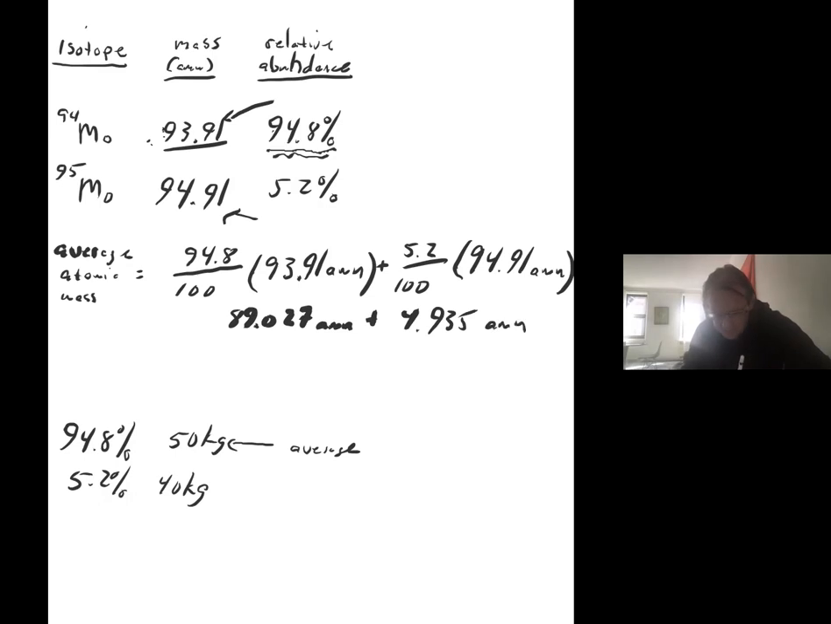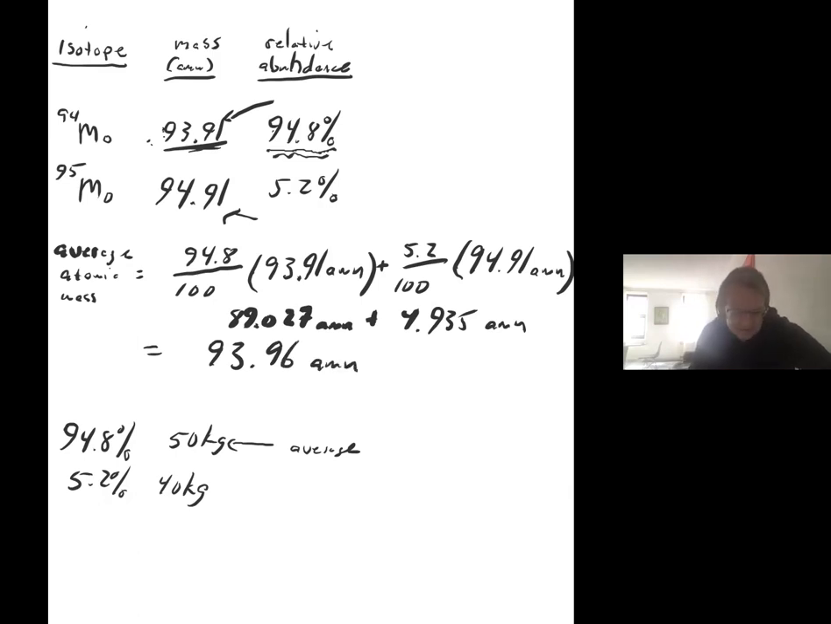So see, most of the number is 89. The first term is 89, and the second term is only 4.9. So it's going to give you a number that's weighted towards this value here. Okay, so 89.027 plus 4.935, you get 93. I'm going to round it to 2 digits past the decimal point.